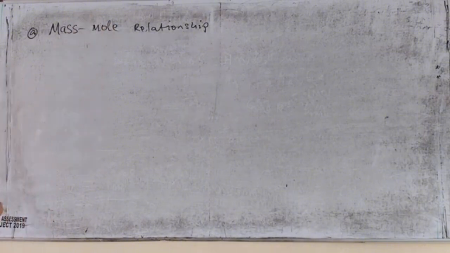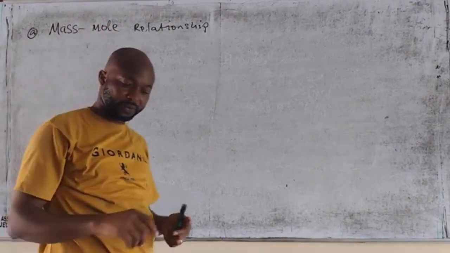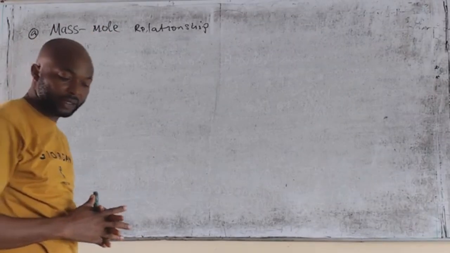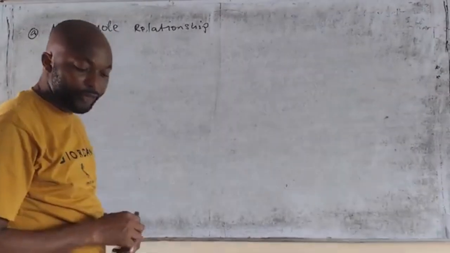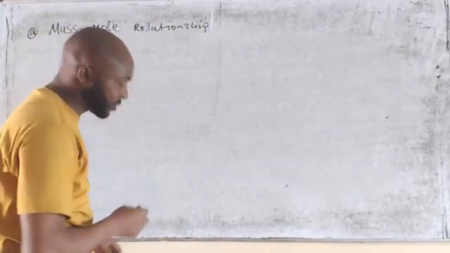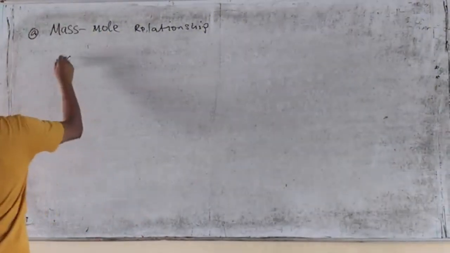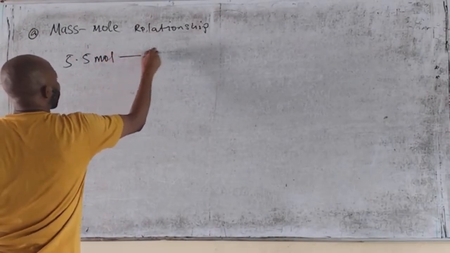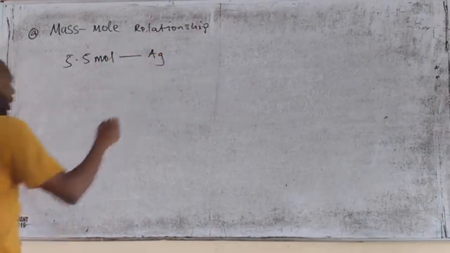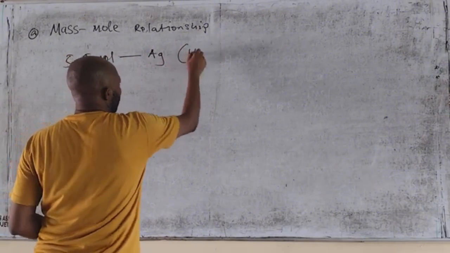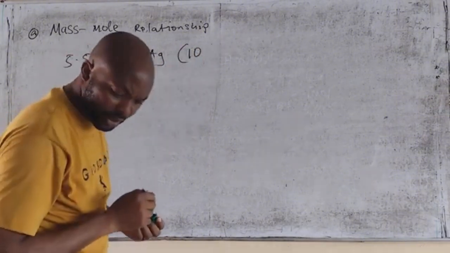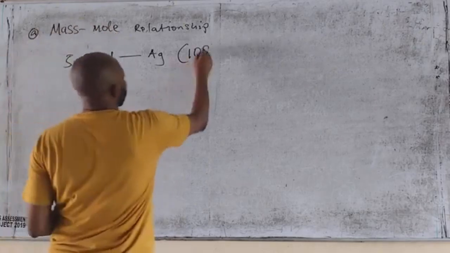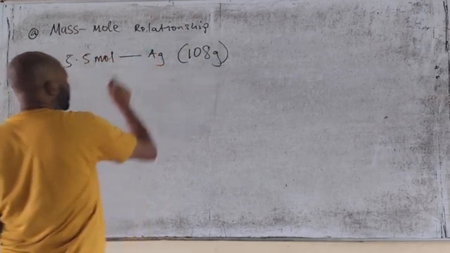So we are in mass-mole relationship. The first question: calculate in grams, that's the mass, the mass of 5.5 moles of silver, Ag. Ag is 105 or 108? Let's see if it is given. Okay, it's 108. The relative atomic mass of silver is 108 grams.